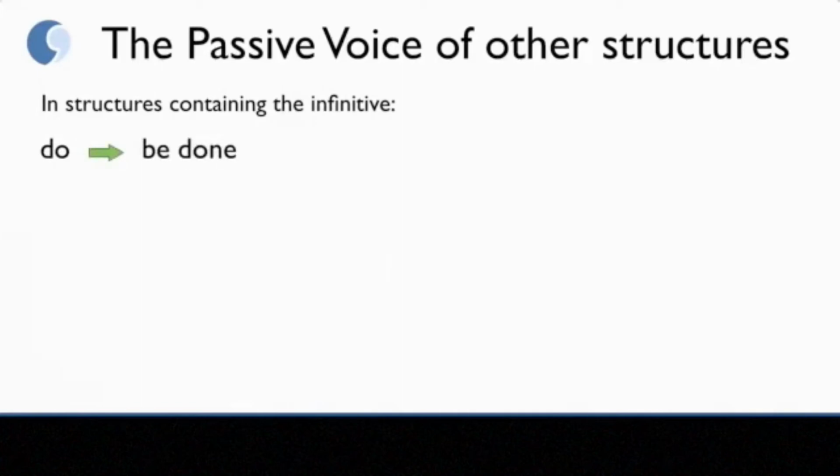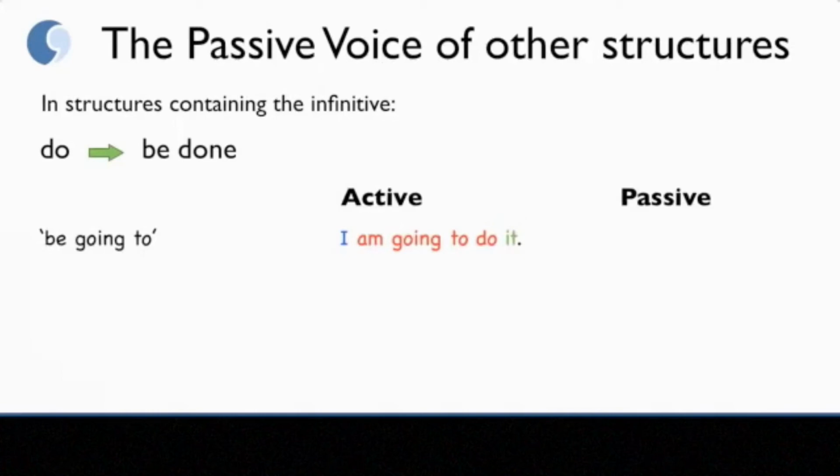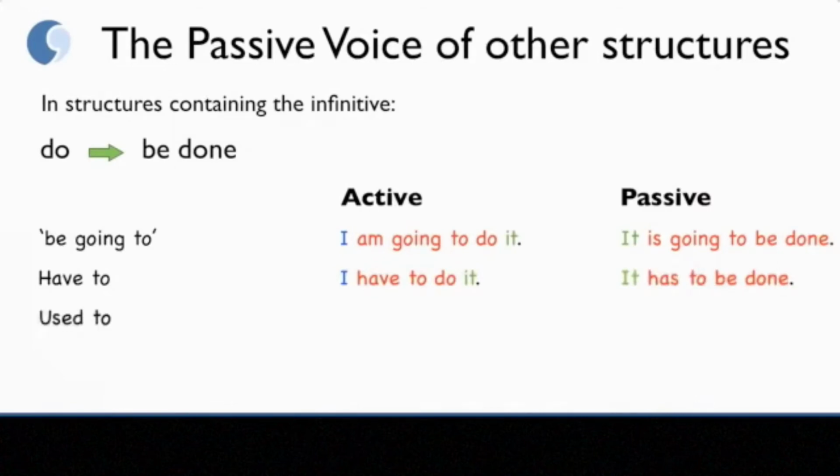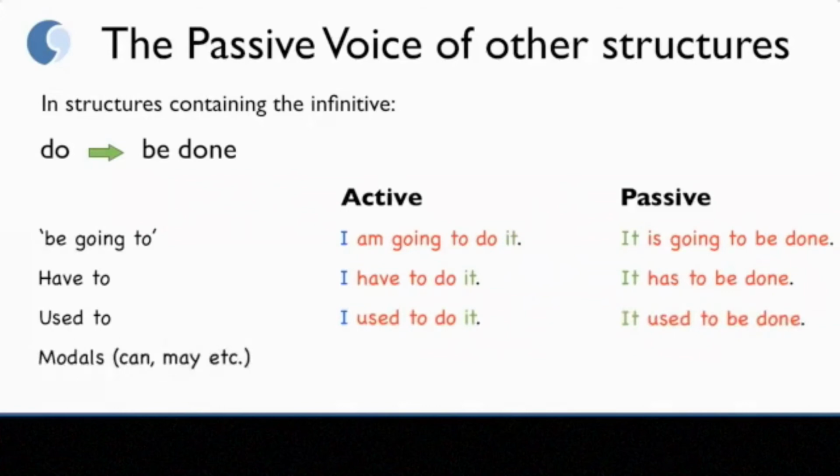Let's look at a couple of other structures in the passive. In structures containing the infinitive, do, the passive is simply be done. For example, be going to, I am going to do it, changes into, it is going to be done. Have to, I have to do it, changes into, it has to be done. Used to, I used to do it, it used to be done. And modal verbs can, may, with infinitive without to, I can do it, it can be done.